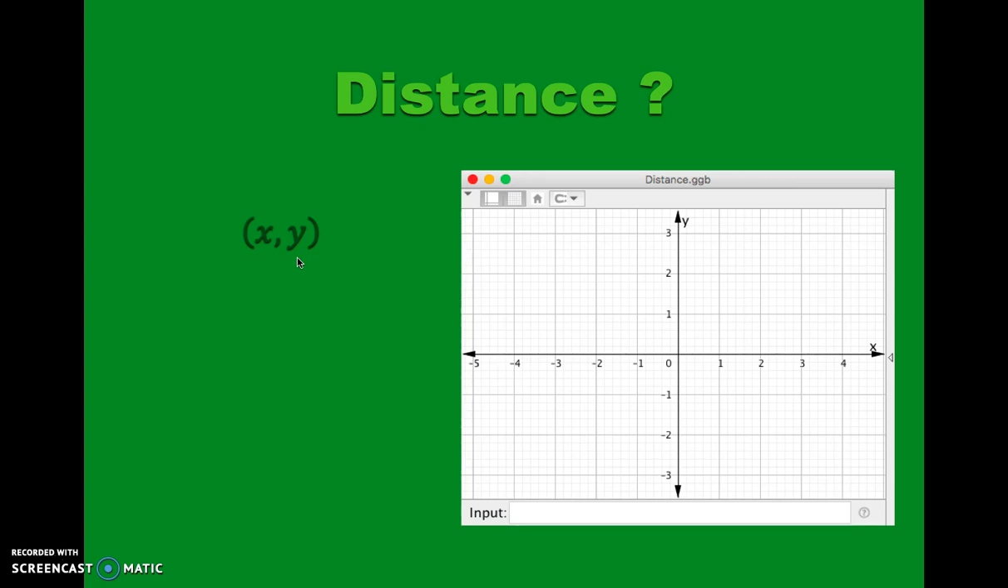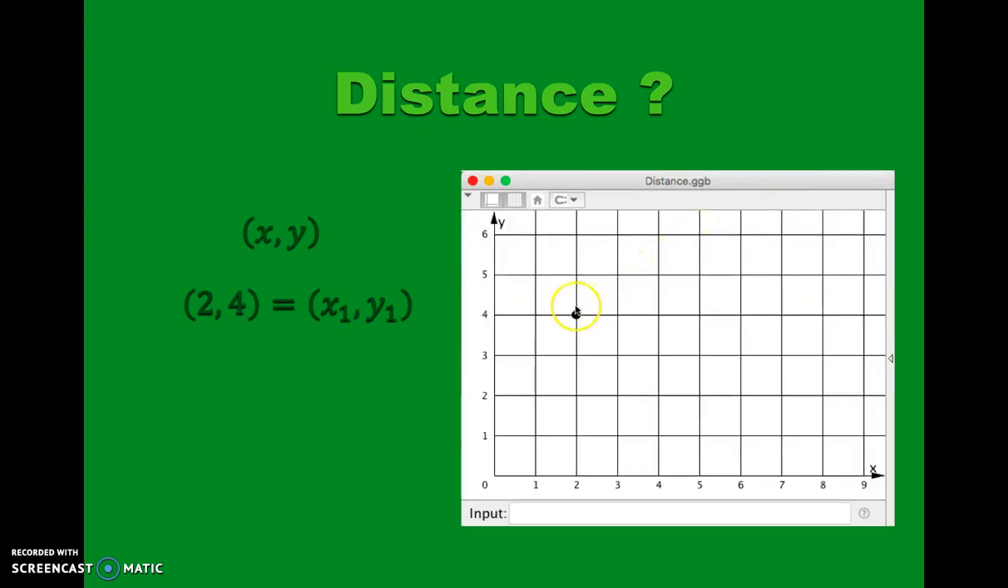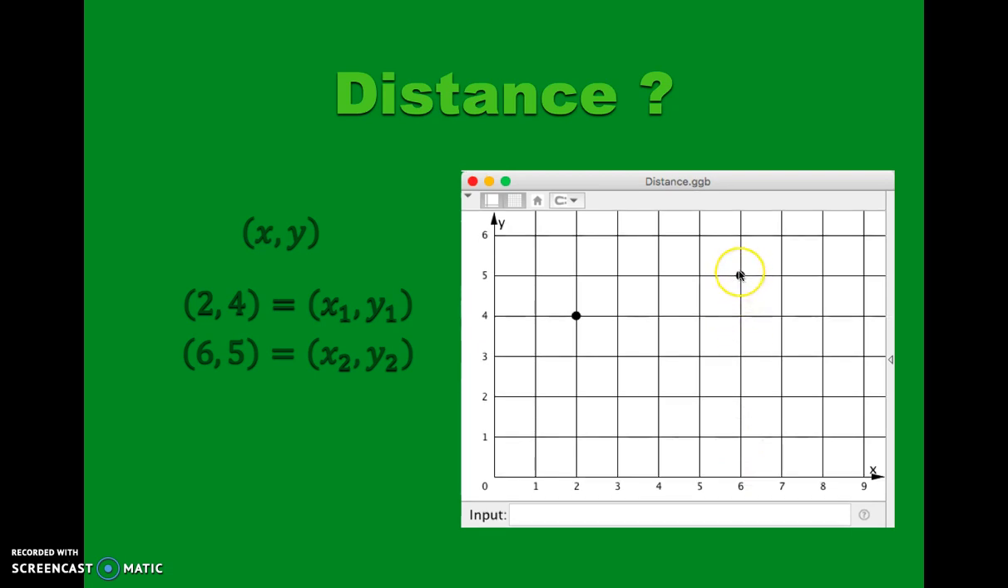To distinguish the two coordinates, (2, 4) would be x1, y1. We begin at 2 and we go up 4: 1, 2, 3, 4, which is this point. And (6, 5) would be x2, y2. We begin at 6 and we go up 5: 1, 2, 3, 4, 5, which is this point.